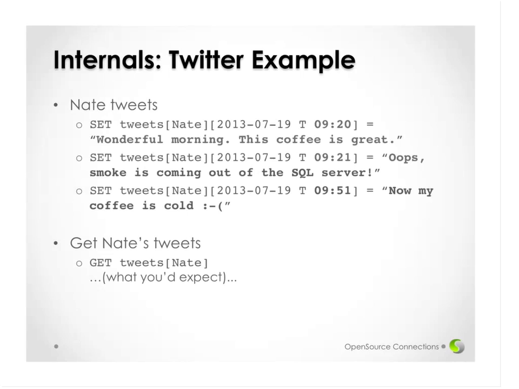So we make some tweets. Set, column family tweets, row key Nate. Here is our column name. See, it's a date here, and the value is wonderful morning, this coffee's great. We do that again. Set, column family tweets, row key Nate, column name is a date. That's just fine and great, because remember, these column names are getting sorted, so that makes it pretty easy for us to do ranges within this very narrow scope. And here's another tweet, and here's another one. And we could get the tweets for Nate, and you would get them all back. And remember, you would get them all back in the comparable order of the column name.